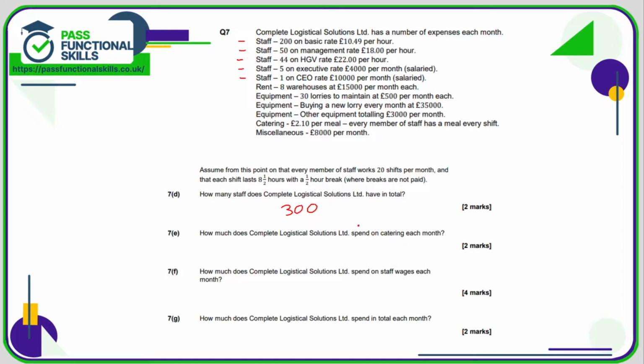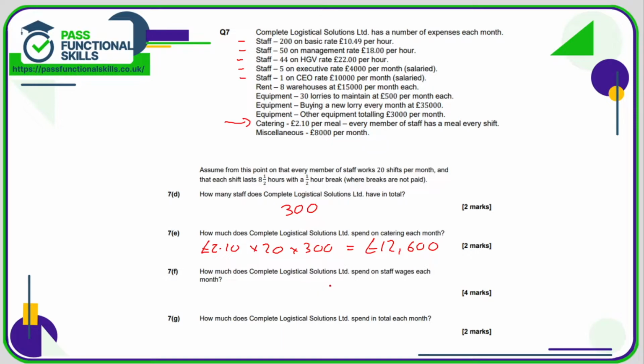The total they spend on catering, well, it's £2.10 per meal. And each member of staff works 20 shifts per month. So it's £2.10 multiplied by 20 multiplied by the 300 staff members. And that comes to a total of £12,600.